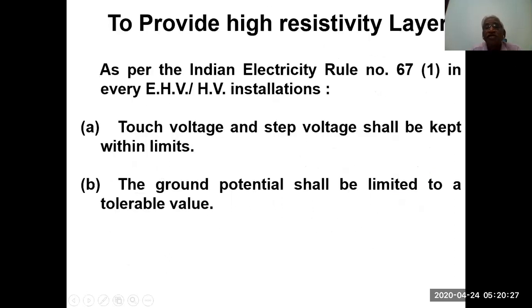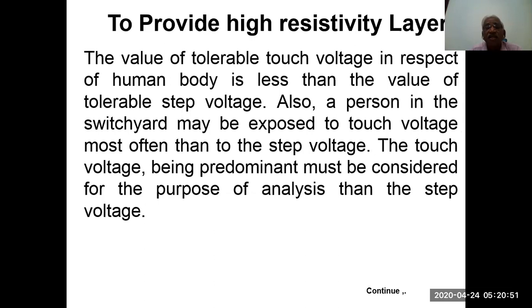To provide a high resistivity layer, as per Indian Electricity Rules number 67, touch voltage and step voltage shall be kept within the limits. The ground potential shall be limited to tolerable values. So for any new substation, when you construct it, you should take care that the touch voltage and the step voltage are within the limits. The value of tolerable touch voltage in respect to the human body is less than the value of tolerable step voltage.